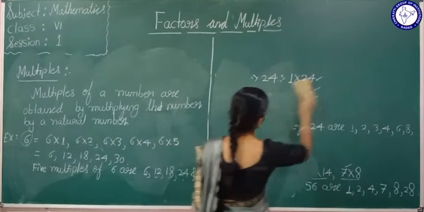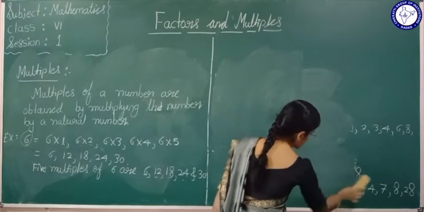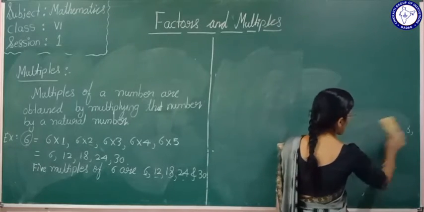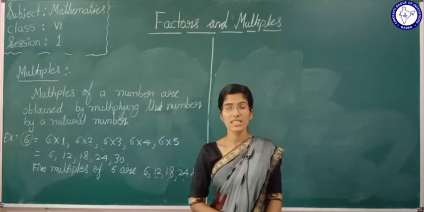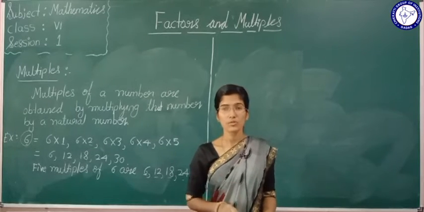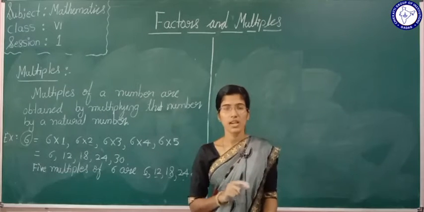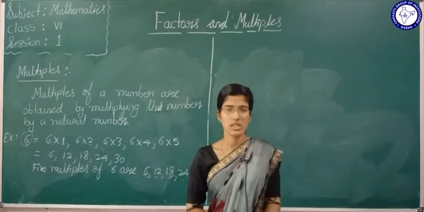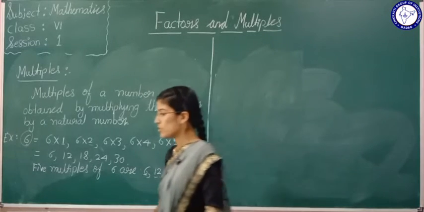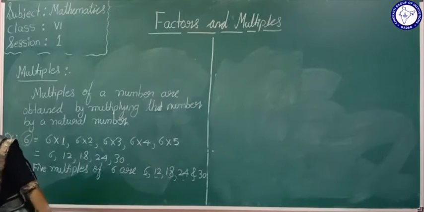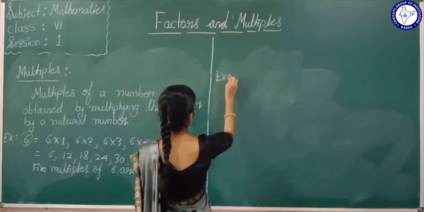Multiples of a number are obtained by multiplying that number by a natural number. If somebody asks you, what are the multiples of 8? Just ask how many multiples he wants. If he says 2 multiples, it's easy. 8 ones are 8, 8 twos are 16. 8 and 16 are the multiples of 8. What we have to do? Simple, we have to multiply by a natural number. See example 2.